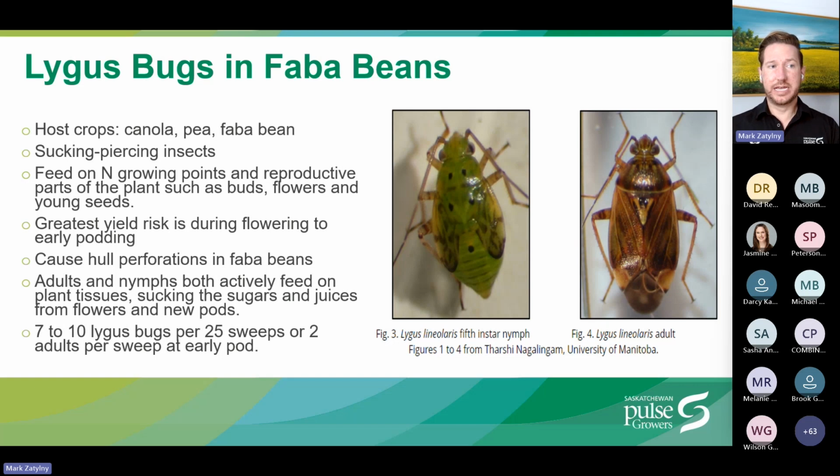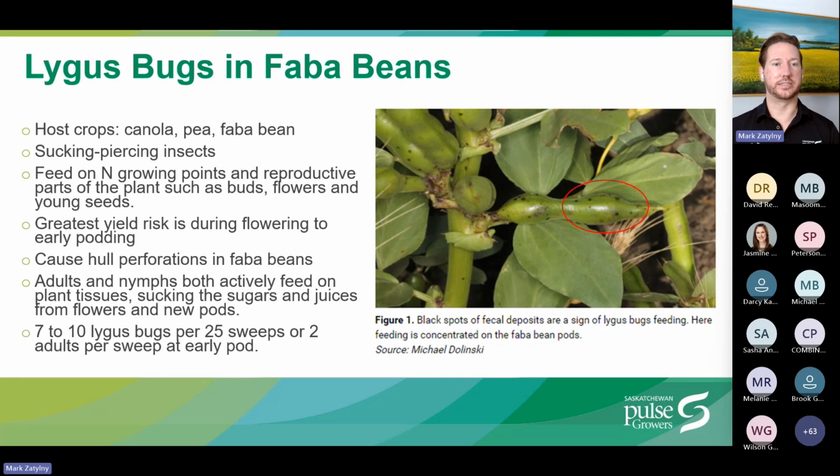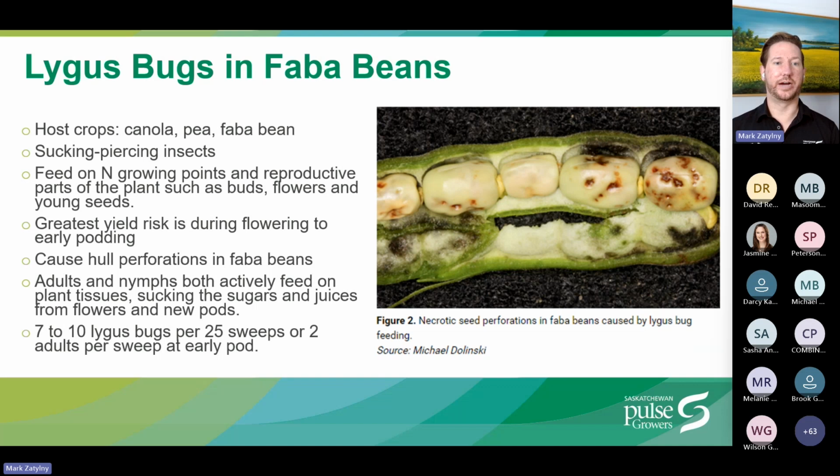But it acts the same as lygus bug in any other crop like canola, where it has the little sucking mouth parts that will feed on the pods and penetrate the seeds. Here you can see those little spots on the pods as it's been feeding, and really how it has degraded the quality of the seeds as they develop in the pods. When you're out scouting for these, 7 to 10 lygus bugs per 25 sweeps is a very low number that can be really negatively impacting the crop. So you do want to be out there scouting for that.